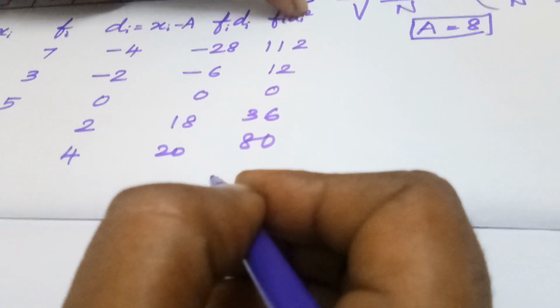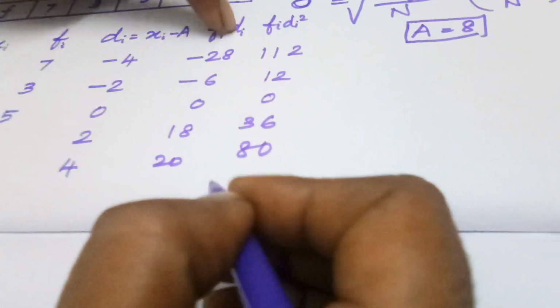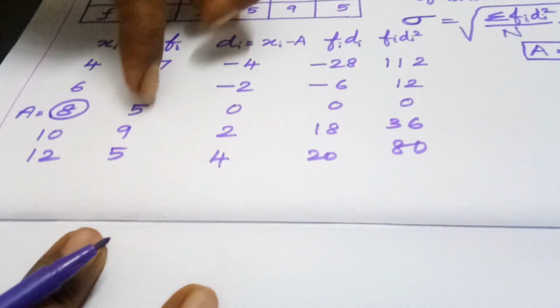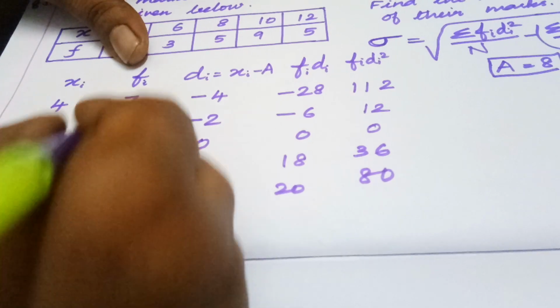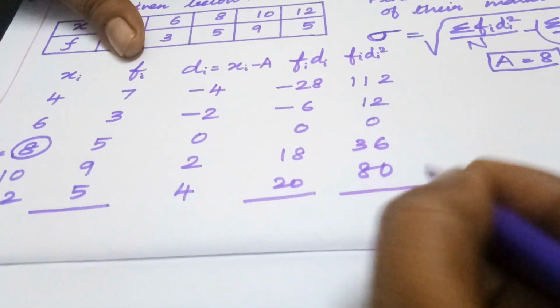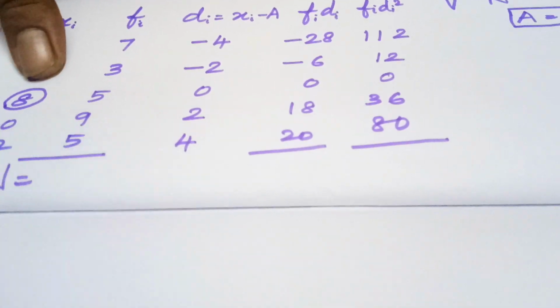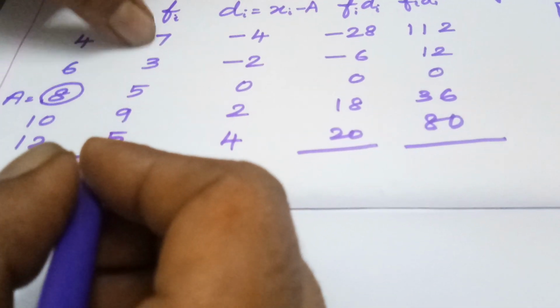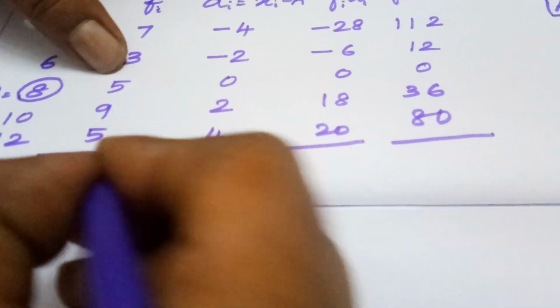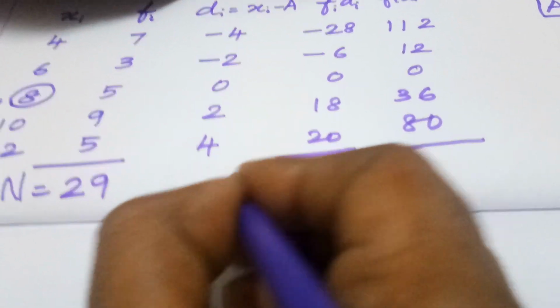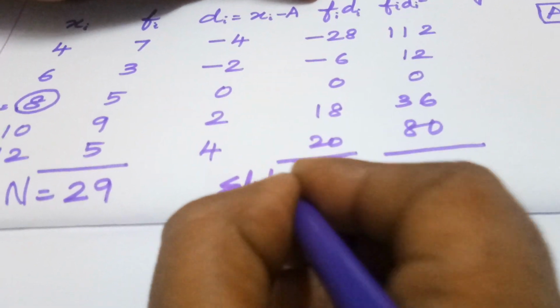Then next is we are going to add all the columns which have F in that. That is Fi Di square column should be added. Fi Di column should be added. Fi column should be added. So we are going to add these three columns only. So adding all Fi we get the total frequency N. That is adding all these we get 29.